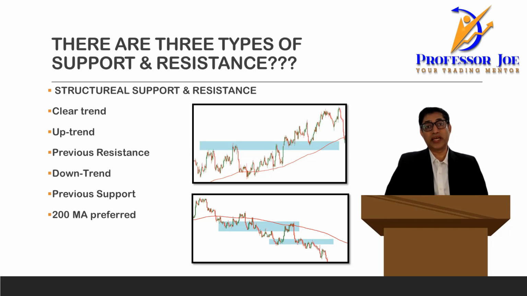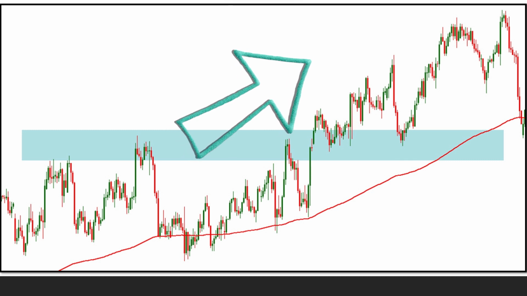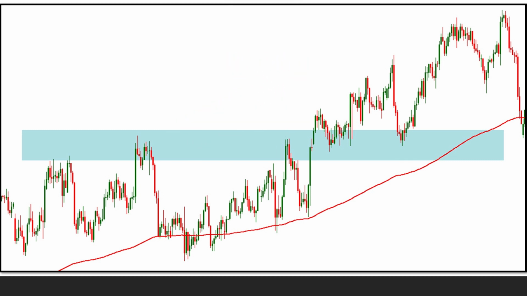The first type of support and resistance zone is called a structure support and resistance zone, like you can see on the chart. Number one, there is a clear uptrend. And in this uptrend, you can see that the previous resistance is getting converted into a new support zone. When you are looking at a structure support and resistance, the 200 MA is preferred to be used. A structured support and resistance is normally seen when the market is gradually moving upwards or downwards.